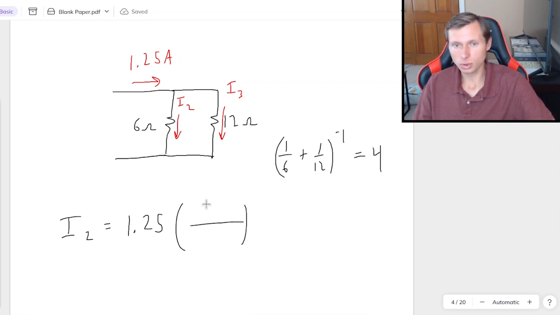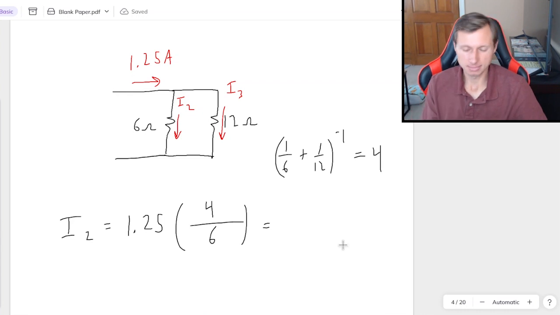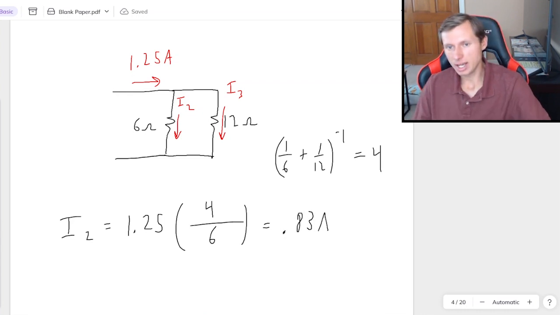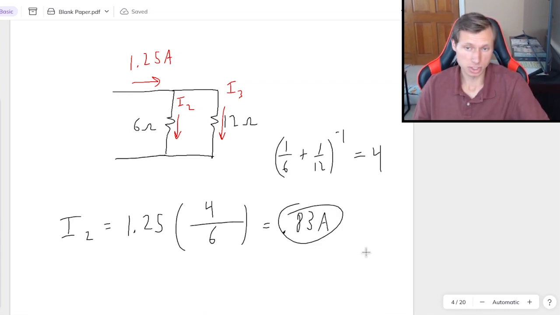So in other words, the total 4 goes in the numerator, and in the denominator is the resistor I'm looking at, which is the 6. So I plug that in a calculator, and we'll get 0.83 amps, and that's for resistor 2.